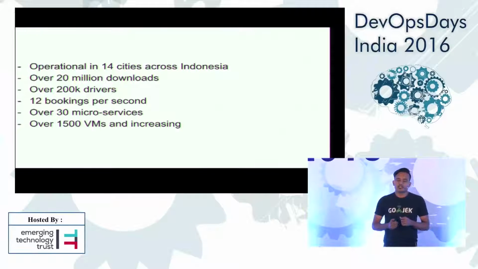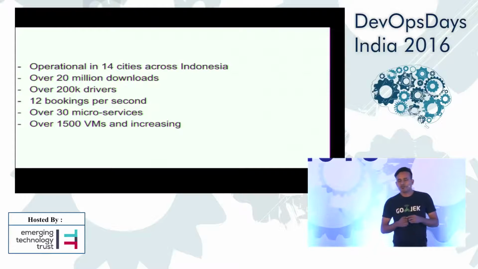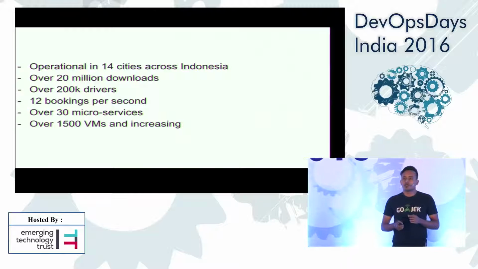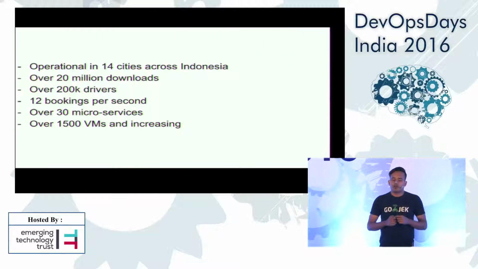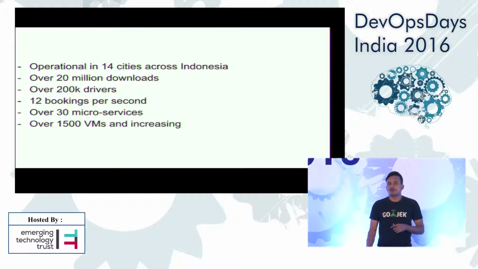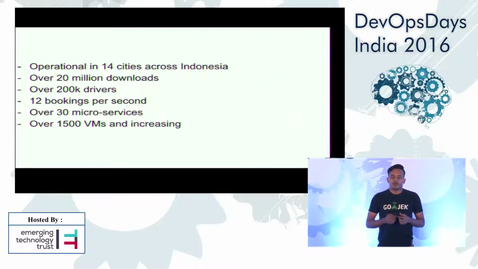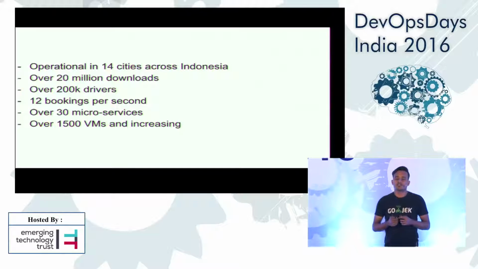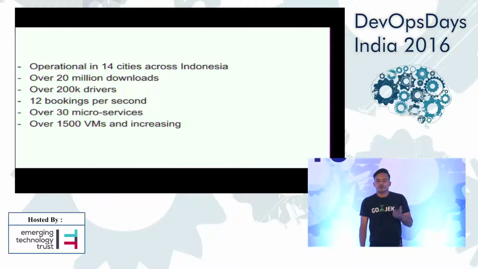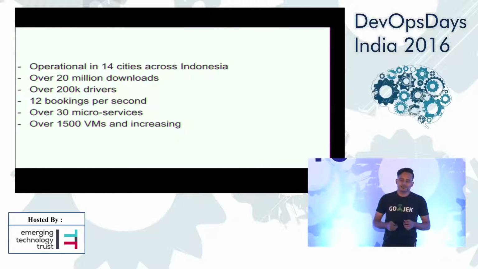Okay, so what is Gojek? We are basically a hyperlocal transport, logistics, and payment startup. We are operating out of 14 cities currently in Indonesia. We have around 20 million downloads on Android and iOS combined. We have over 200,000 drivers on our platform, and we have about 12 bookings per second made on our platform, over 30 microservices running, and over 1,500 VMs and increasing day by day.